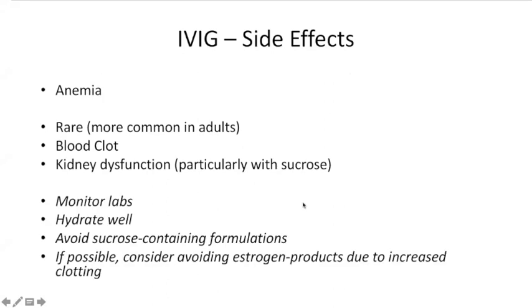So to help address these, we monitor labs, including checking for anemia. We want to make sure someone's hydrated well to decrease the chance of the blood clots and kidney dysfunction, avoid those types of formulations that have higher sucrose or higher viscosity or thickness, and if possible, try to avoid other things that may increase someone's chance of clots. And one thing could be estrogen-containing medications, like in birth control pills.